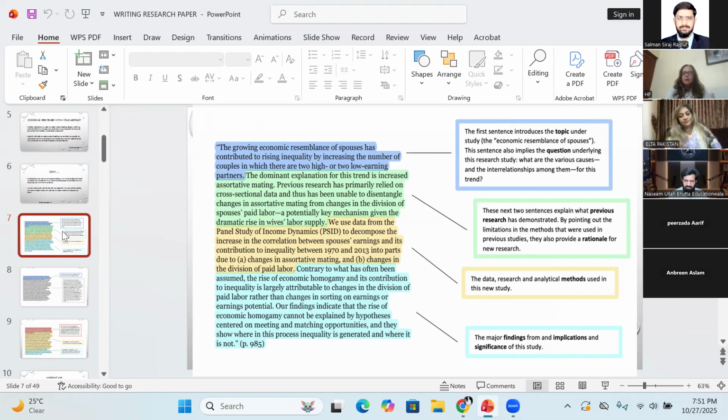So first you have the blue. This is actually a specimen of writing a good abstract. First, the growing economic resemblance of spouses has contributed to rising inequality by increasing the number of couples in which there are too high or too low earning partners. So with every color, you can see for yourself that there are different tags. So please read the tags, and then it will be clear to you how you have to put this entire information into your abstract.